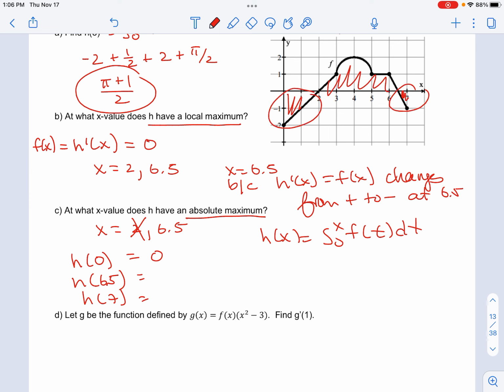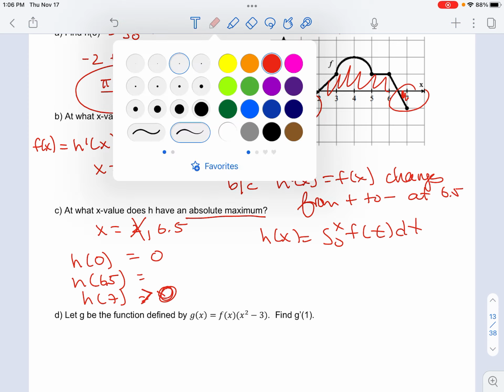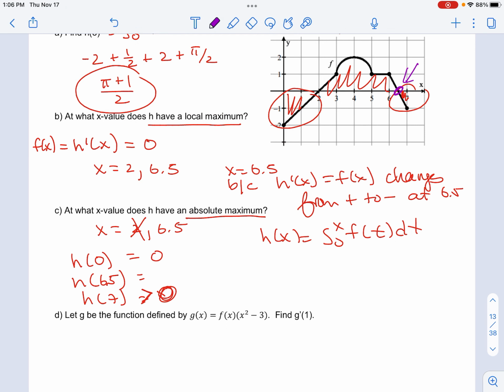Okay, I can tell that there's more above the graph than there is below. So I know that this is going to be a positive number. Okay, let's look at h of 6.5. So if I actually only stop here, notice if you go all the way to 7, this is also positive, but this for sure has to be bigger than h of 7 because when you go to h of 7, you are going to be subtracting off this piece. So I know this has to be the highest value. Now, it doesn't ask you to justify here, so we can just go ahead and give that as an answer.